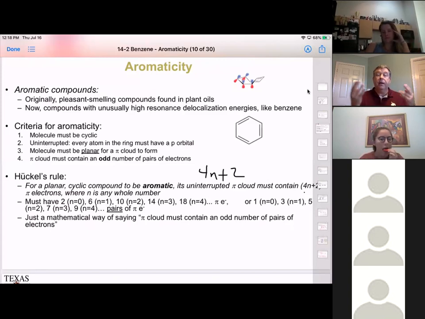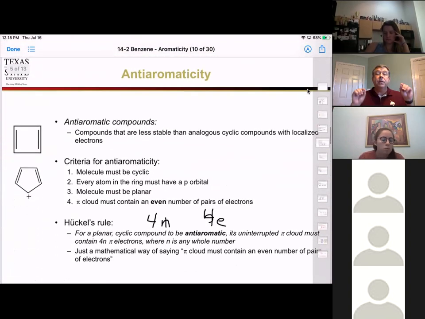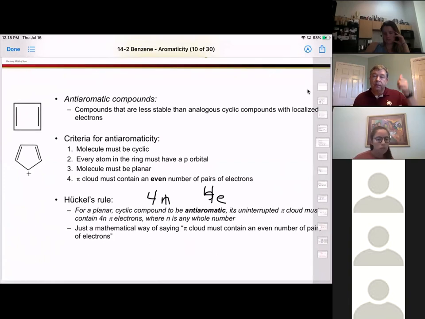1 pair, 3 pairs, 5 pairs is aromatic, okay? In contrast, anti-aromatic meets all the other rules of cyclic, p orbital, and planar, but it has an even number of electron pairs. And so our calculation is 4n. So n starts at 1 with 4 electrons, that's 2 pairs. And then we can go to 2, which would be 8, which is 4 pairs, okay? So that's the difference between aromatic and anti-aromatic, okay?